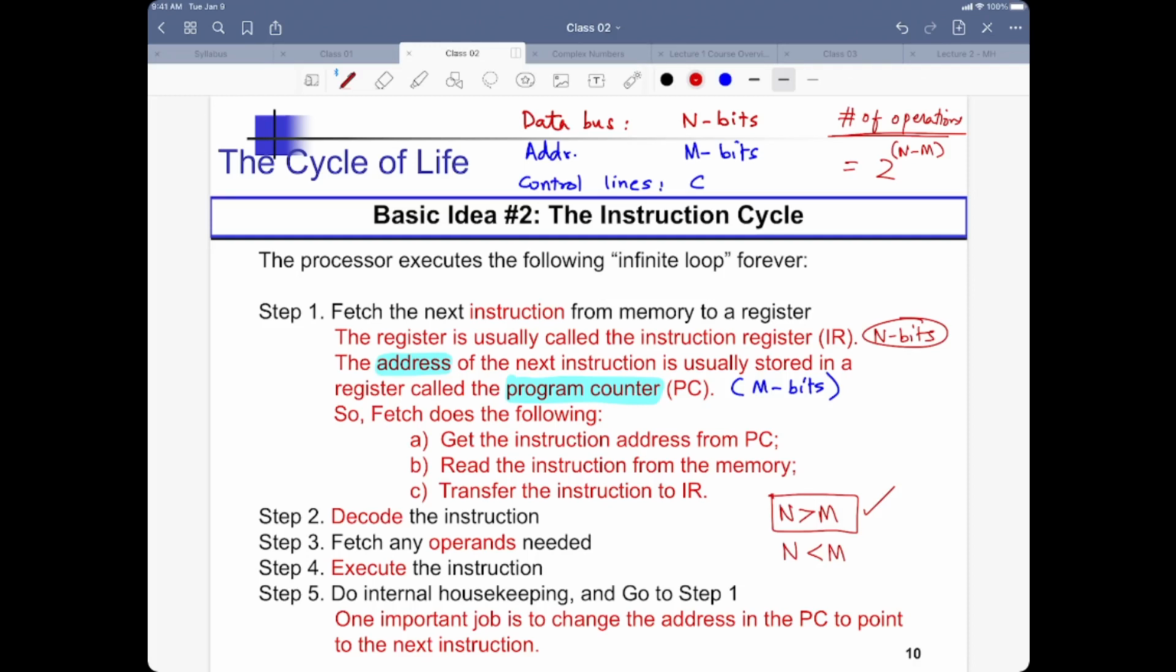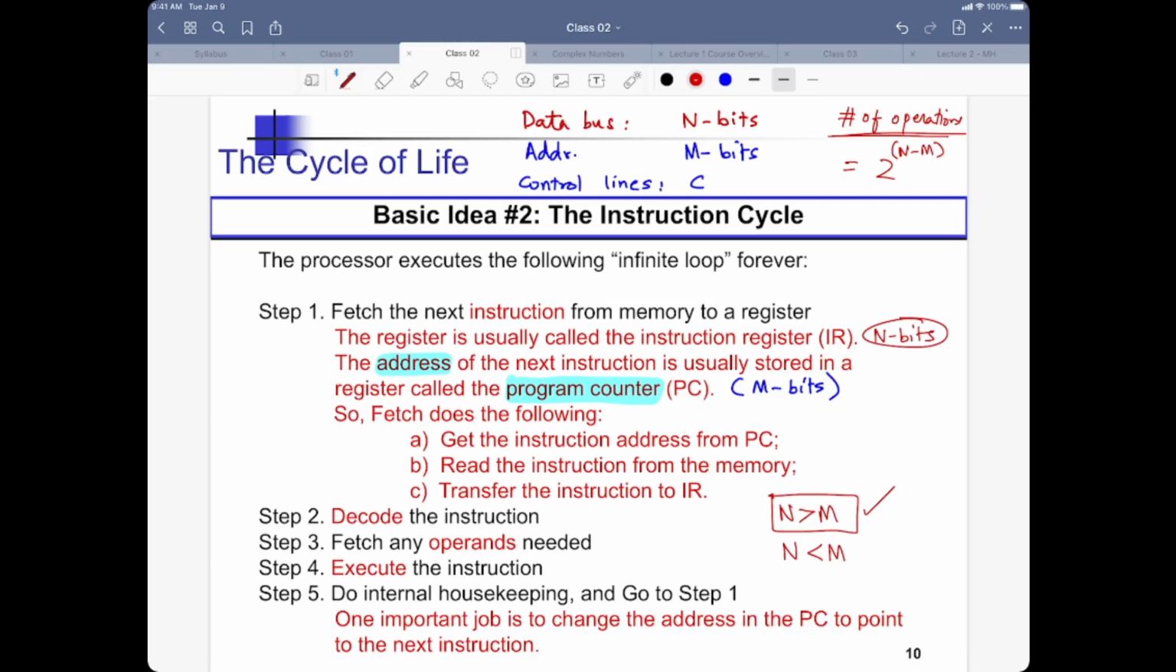Step 3, fetch any operands as needed. The statement itself gives it away: as needed. For some of the things, you may need to do it. For some of the other things, you may not need to do it. For example, if you're doing add, then you will need to bring a number from memory into your data path so that you can add. That's where you will need to give an operand address. But suppose you're doing halt. If you're doing halt, you don't need to give any operand address, right? You guys see that?